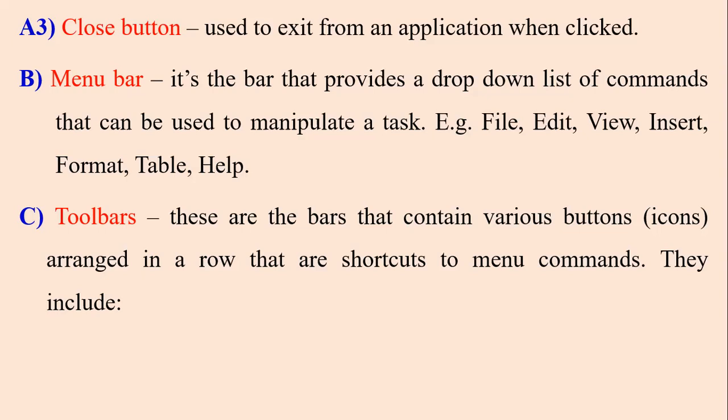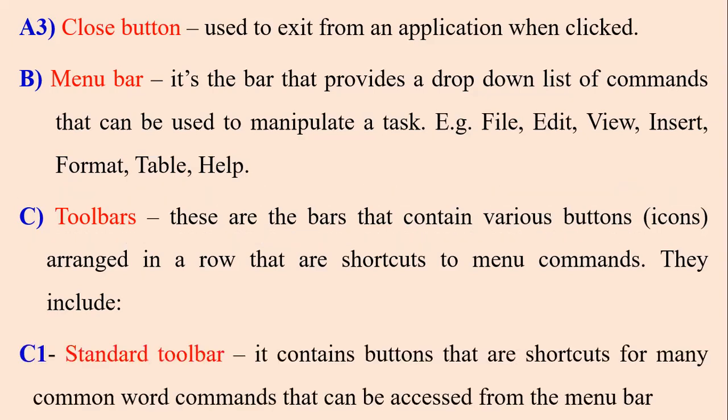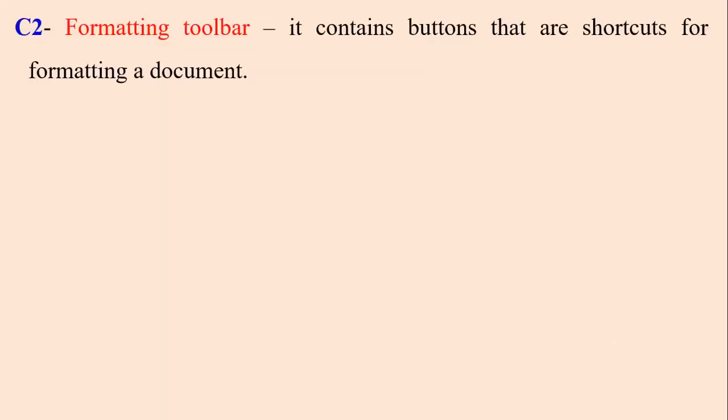There are two main types of toolbars. One of them is the standard toolbar. This toolbar, just as we have seen, contains buttons that are shortcuts for many common Word commands that can be accessed from the menu bar. The second type of toolbar is called the formatting toolbar. This toolbar contains buttons that are shortcuts for formatting a document.